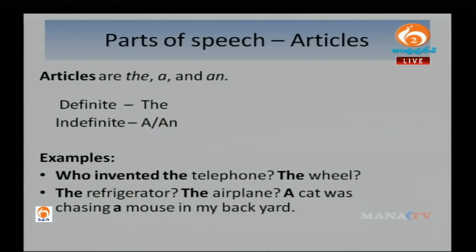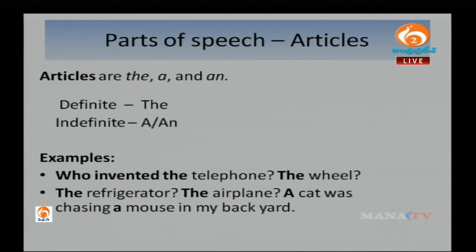Absolutely right. It is Alexander Graham Bell. Good. And the refrigerator, the airplane. A cat was chasing a mouse in my backyard, right?